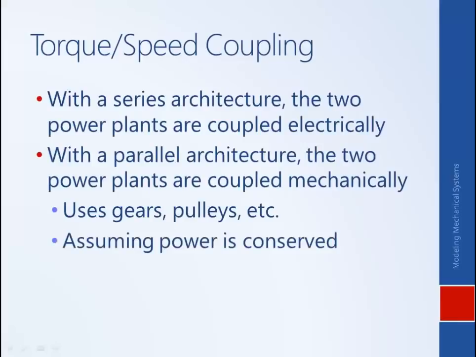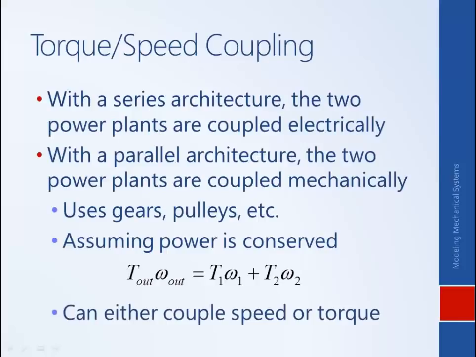In this analysis we're going to assume that power is conserved. So for example, T1 omega 1 could be the power coming from the IC engine, and T2 omega 2 could be the power coming from the electric motor. And we're going to combine those two mechanically to generate some output power to the wheels, T out times omega out. The way that this coupling is done, we can use what we call either a speed coupling device or a torque coupling device, and I will try and explain these two concepts on the following slides.